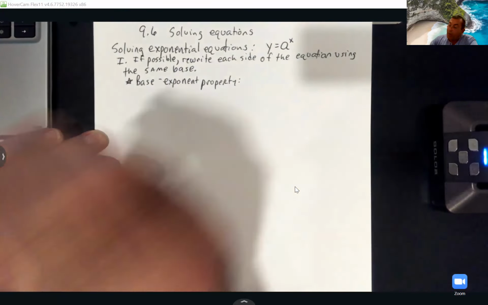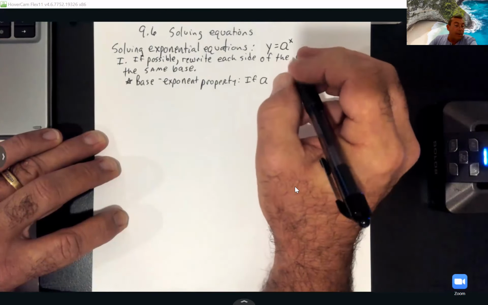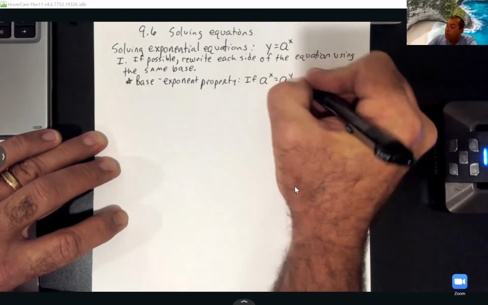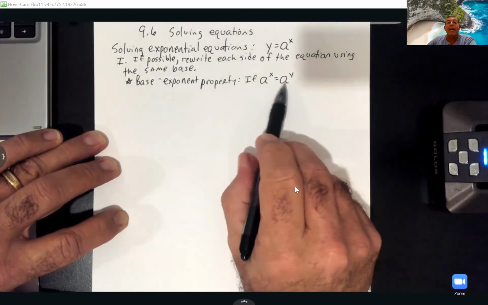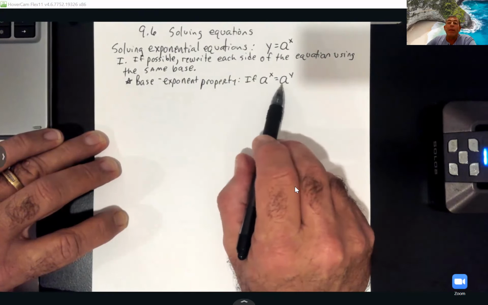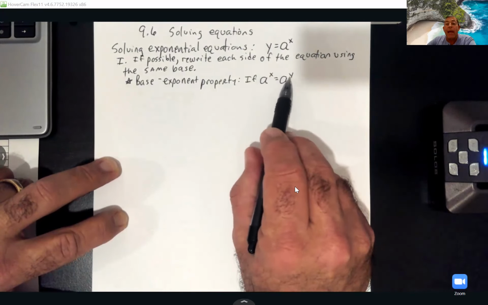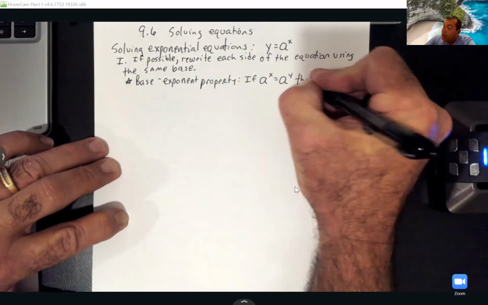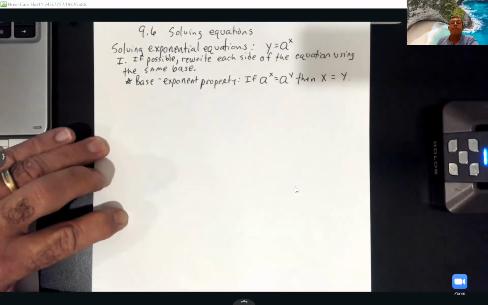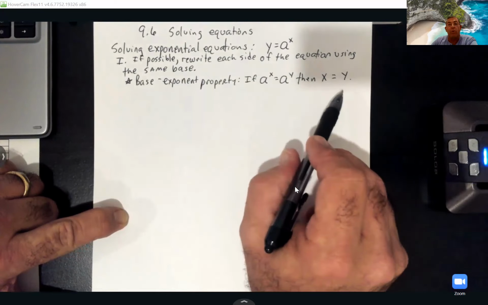And the base exponent property tells us if a to the x equals a to the y. So I got two sides that are equal. They got the same base. Well, if they're both equal and they got the same base, that means that the exponents have to be equal. So then x equals y. Okay, so we get the bases to match. We set the exponents equal to each other.